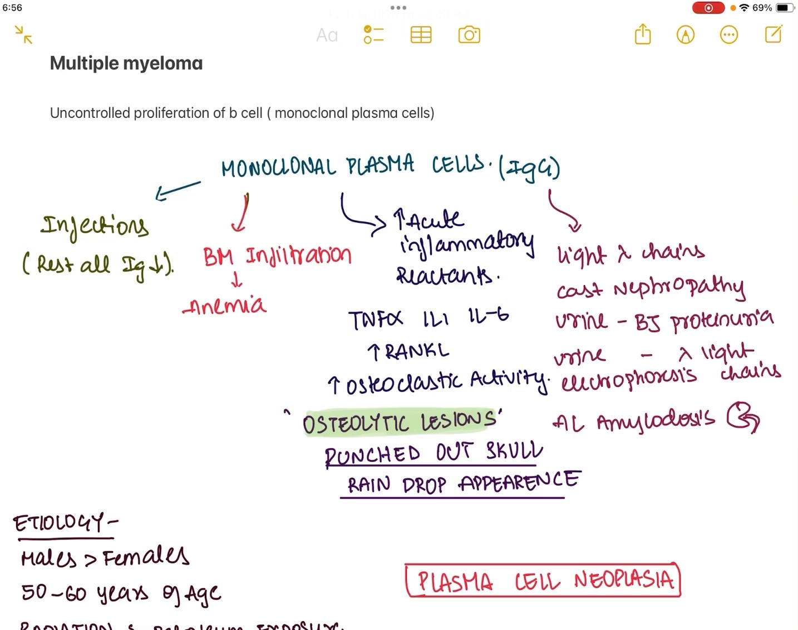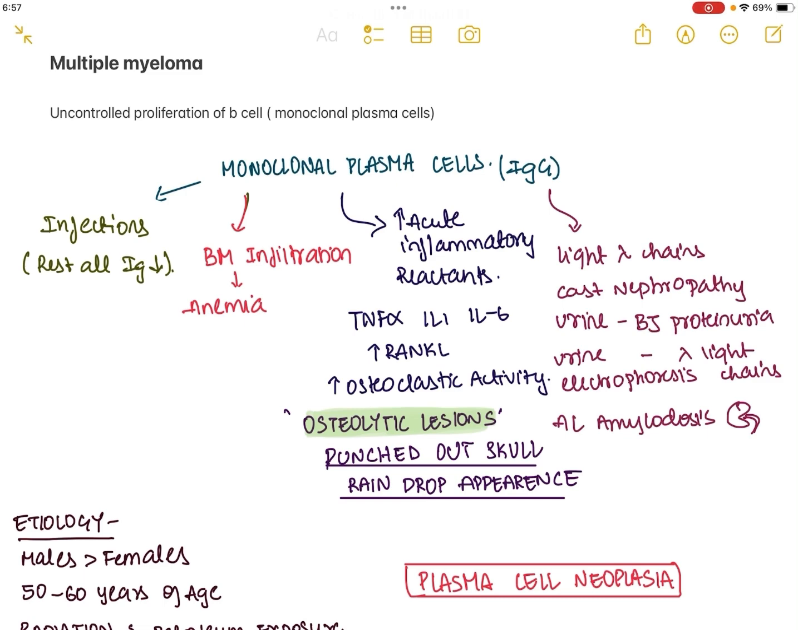And in response to that, our body releases acute inflammatory reactants like interleukin-1, interleukin-6, TNF-alpha, which stimulate RANK ligand, which causes osteoclastic activity. So always remember, osteoclastic means it cuts the bone. Osteoblastic means it builds the bone. Osteoclastic activity causes osteolytic lesions. The classic term used in case of multiple myeloma is punched out lesions on the skull or raindrop appearance of the skull.